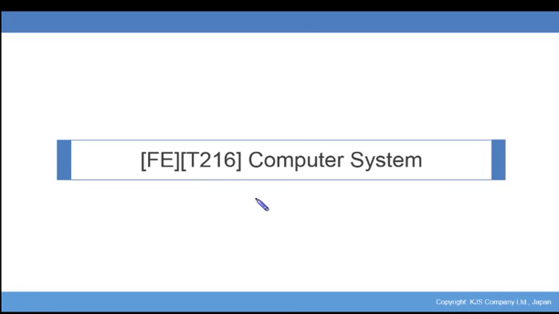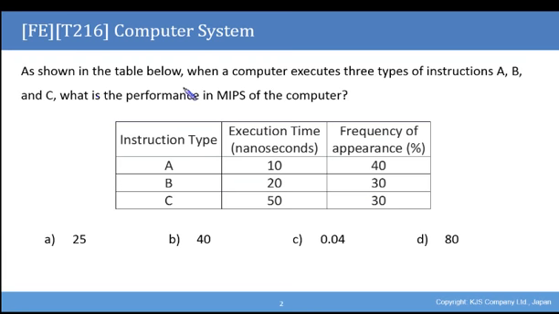This is FET216 computer system. As shown in the table below, when a computer executes three types of instructions, A, B, and C, what is the performance in MIPS of the computer? MIPS here stands for million instructions per second. Here we have the instruction types A, B, and C, their execution time in nanoseconds, and also the frequency of appearance of each of these instructions.